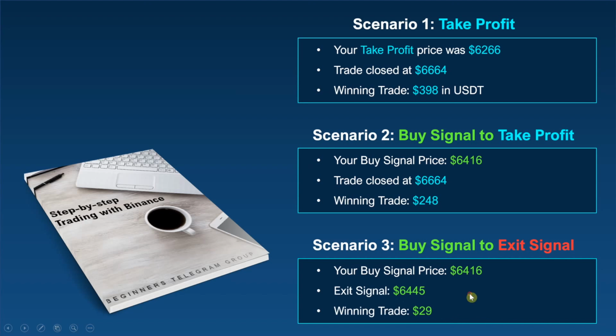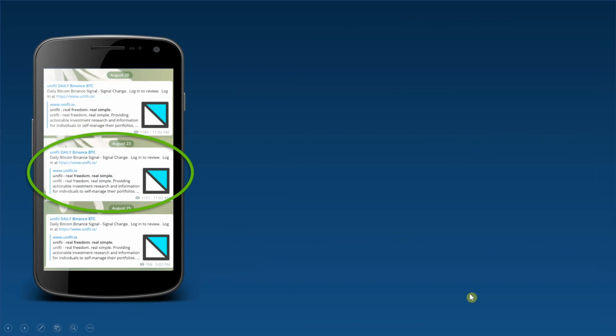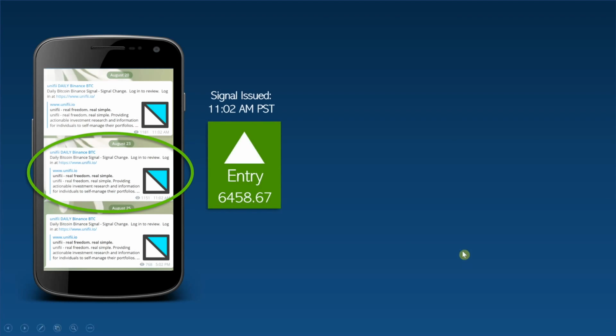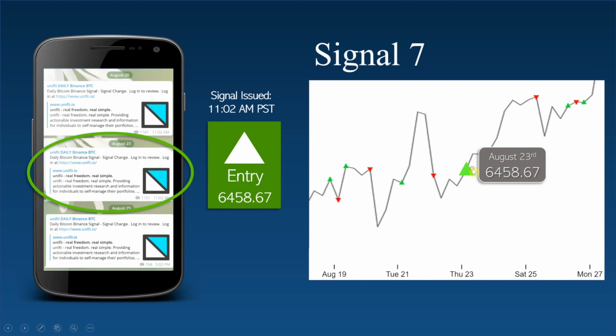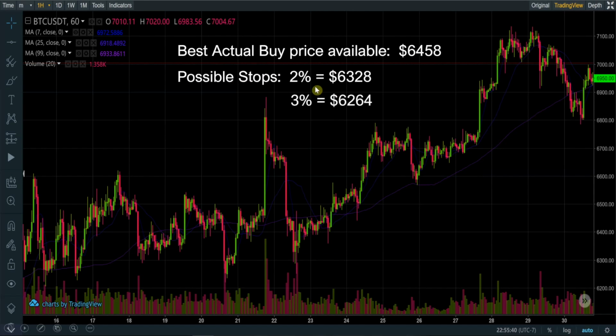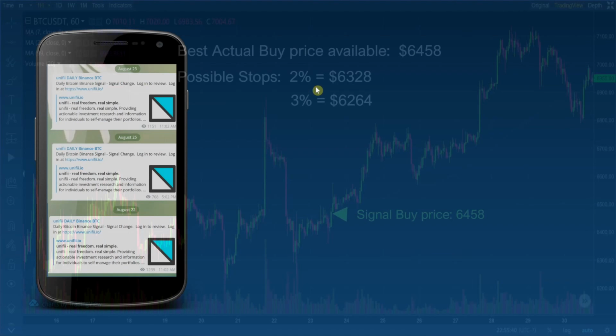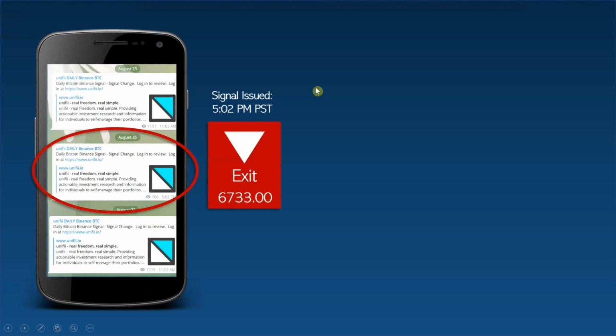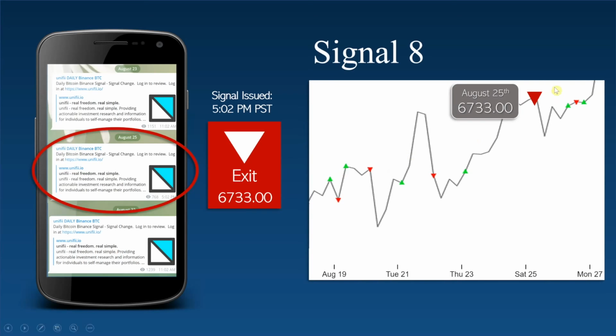Next signal comes in August 23rd at 11:02 a.m. for a buy at 64.58. There it is there. 64.58 is our actual price. And stop loss is in the appropriate places. There we go. Next signal can be a sell. Exit at 67.33 at 5 p.m. There we go. That was a nice move. Look at that. I like moves like that.